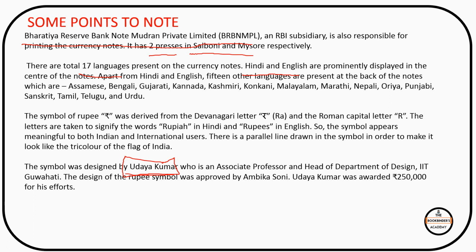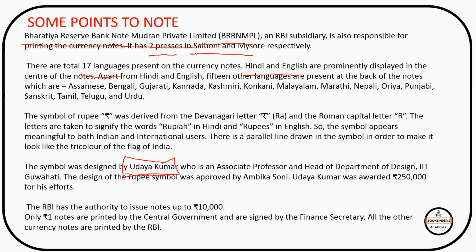Next, we move on to the next point. The RBI has the authority to issue up to rupees 10,000 notes. So you can issue up to rupees 10,000. That is the limit. So you may remember that. And the next point is, only 1 rupee notes are printed by the central government and signed by the finance secretary. All the other currency notes are printed by RBI. I think this is information that you've already received. So I don't think I need to give any emphasis to it at present.